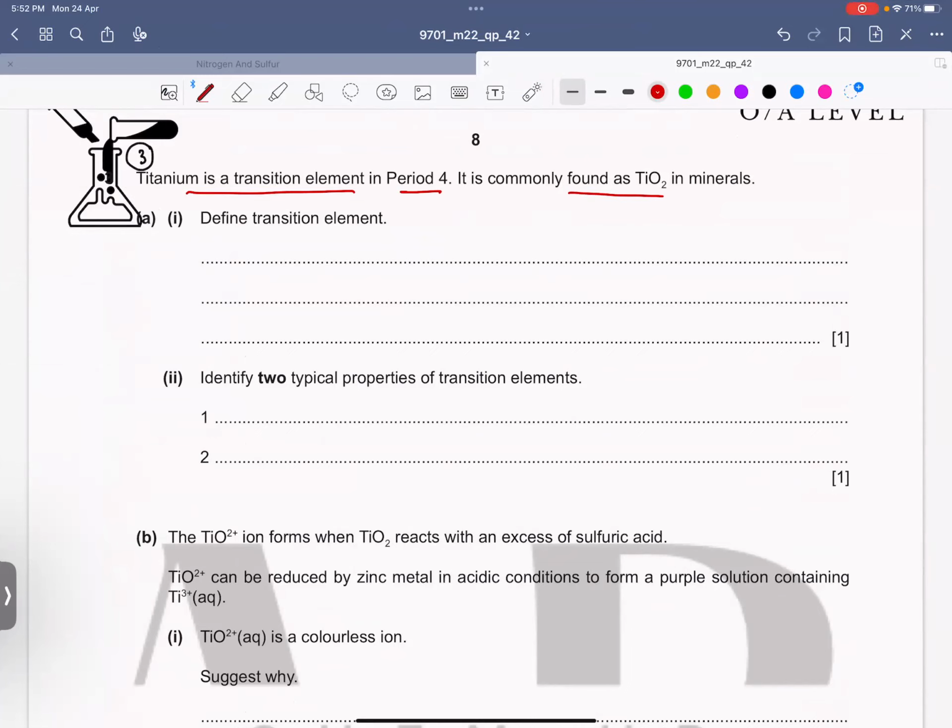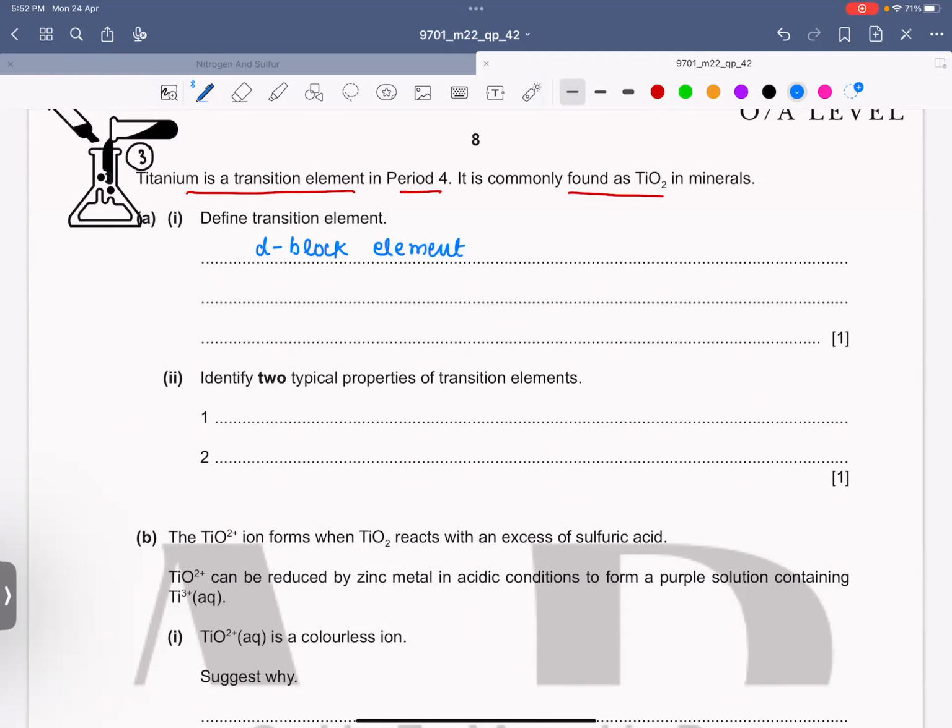Who can define transition element? It is a d block element that can make one or more stable ions with incomplete d subshell. Good.